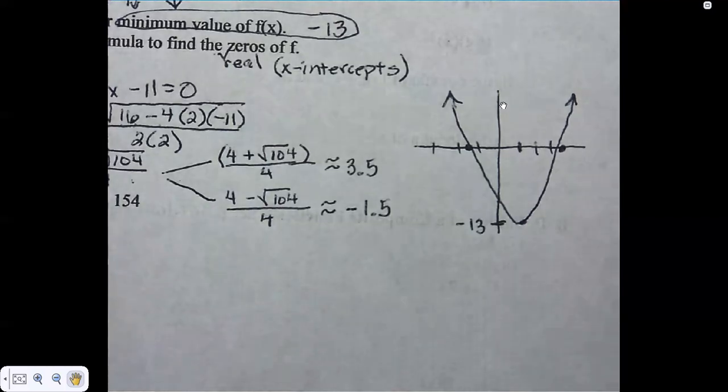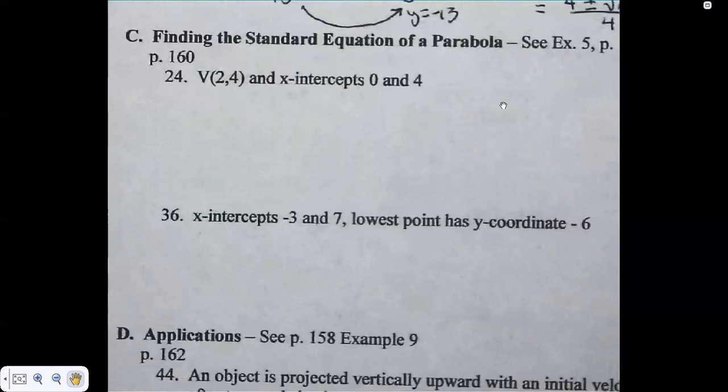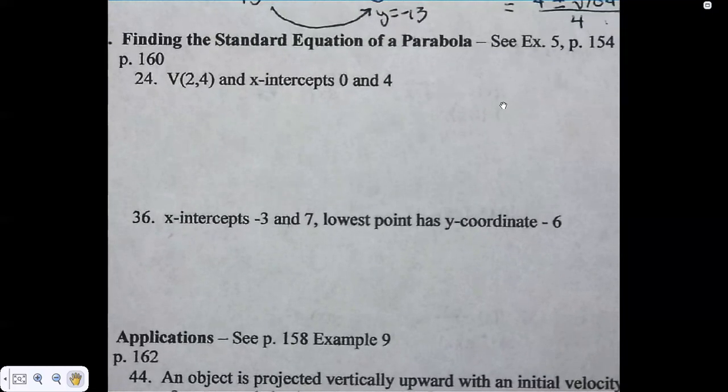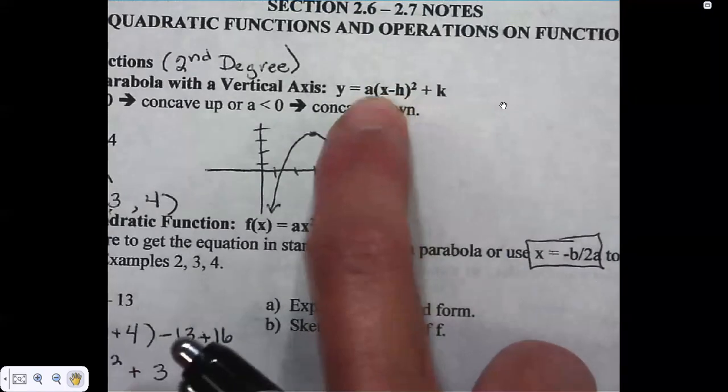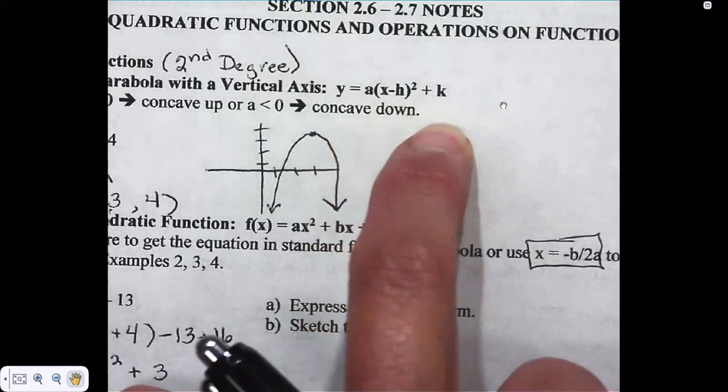All right, a couple problems that are just maybe different. You have to think a little bit harder about what it is you're given and what it is that they're asking for. Number 24 and number 36. So number 24, both of them say find the standard equation of a parabola. So I understand what that means. It means getting it in vertex form right here.